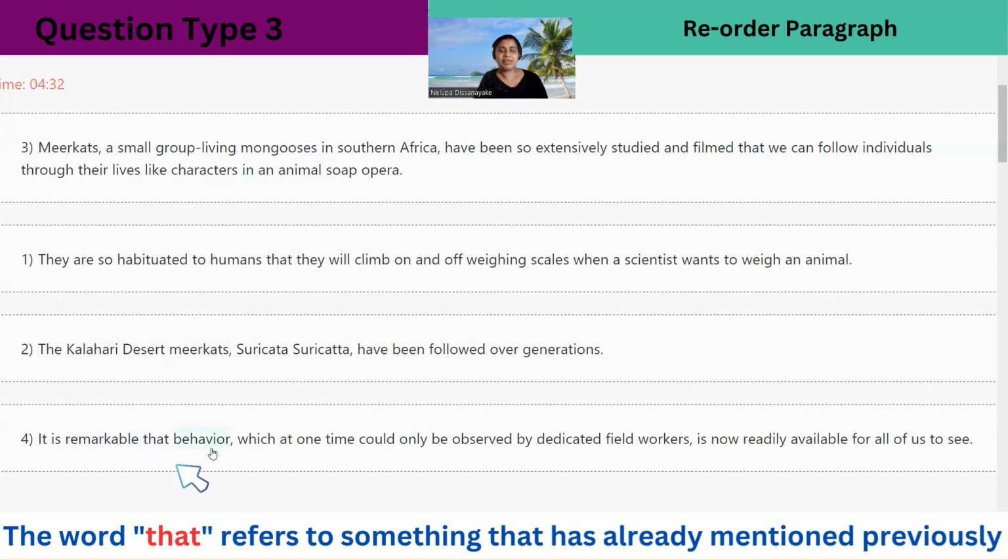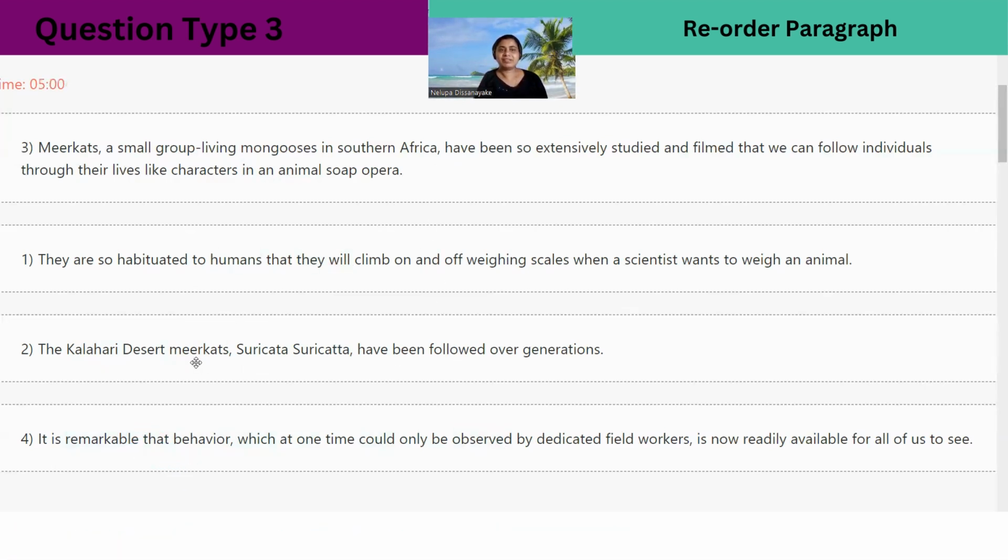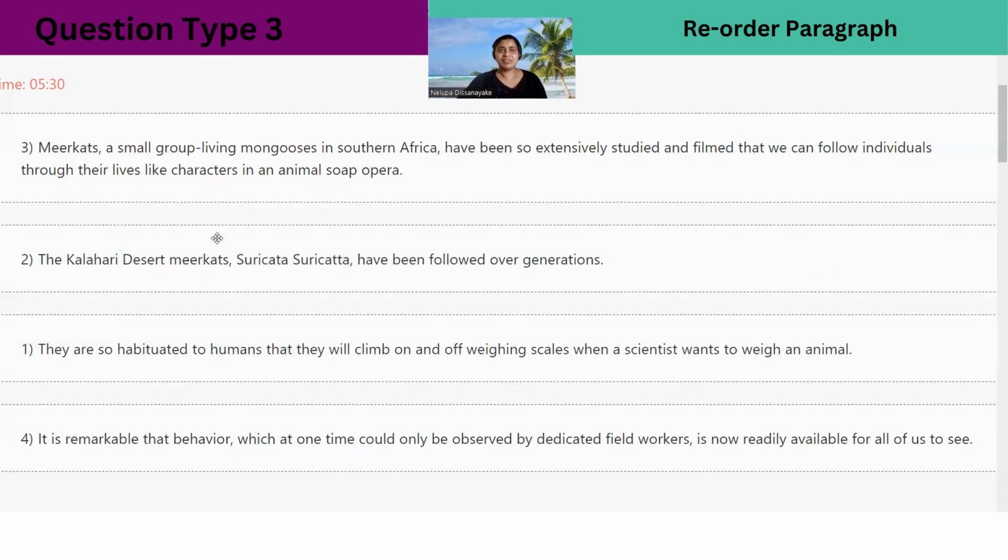It is remarkable that behavior. Now, in the fourth sentence also, it discusses a behavior. That means a behavior has to be introduced in the previous sentence. The fourth line cannot be the second one. So when you take the first sentence and the second one, the more suitable one after the first topic sentence would be the second one, because it says about meerkats and then it gives some further explanation. Normally, the second sentence gives further explanation. It has explained about meerkats and then it gives some detailed, further explanation about meerkats. So the second sentence goes second.